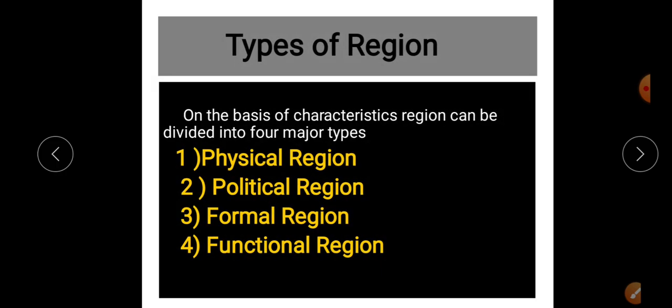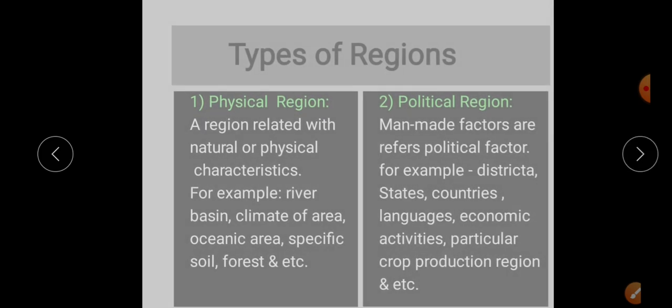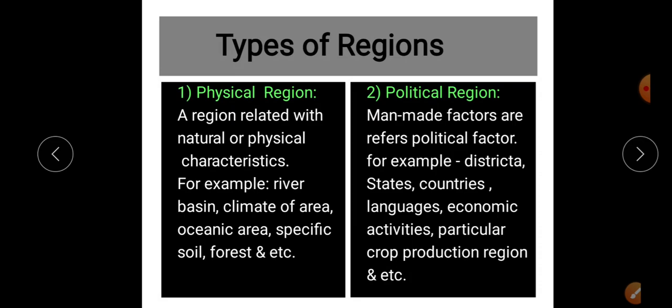Now types of region. On the basis of characteristics, regions can be divided into four major types. The first type is physical region, second political, third formal and fourth functional region. Physical and political regions are easy to identify. For example, any river area we say is a physical region because a river is a physical factor. Political region, if there is any state, district, we say it's a political region.